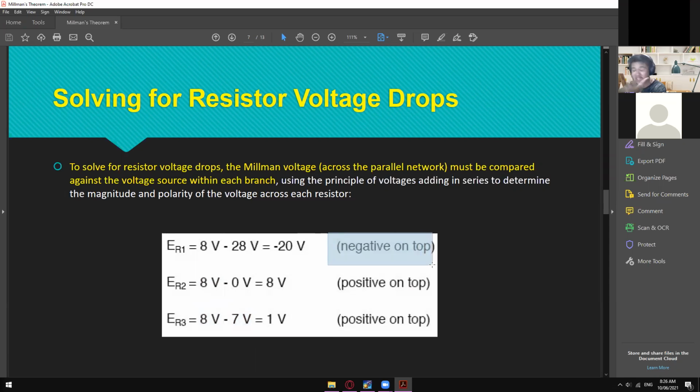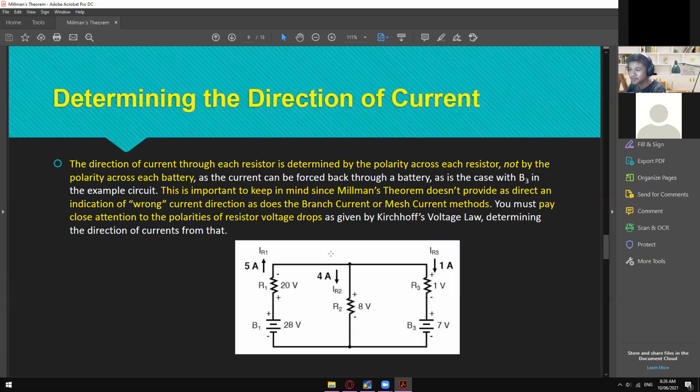So again, it's the opposite of what I do or what I have taught to you guys. So if you're going to take a look on this one, we have the negative side right here, but we have the flow of current from positive to negative.